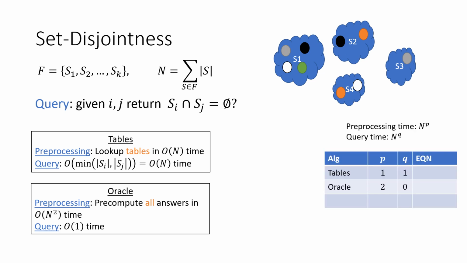If we denote the preprocessing time by N to the p and the query time by N to the q, the table to the right here shows that the two trade-offs that we just saw have these values of p and q. So for the tables algorithm, we have p equals 1 and q equals 1, and for the oracle algorithm, we have p equals 2 and q equals 0. Notice that in both cases, p plus q equals 2, and so a natural question to ask is whether there is a trade-off between the two extremes.